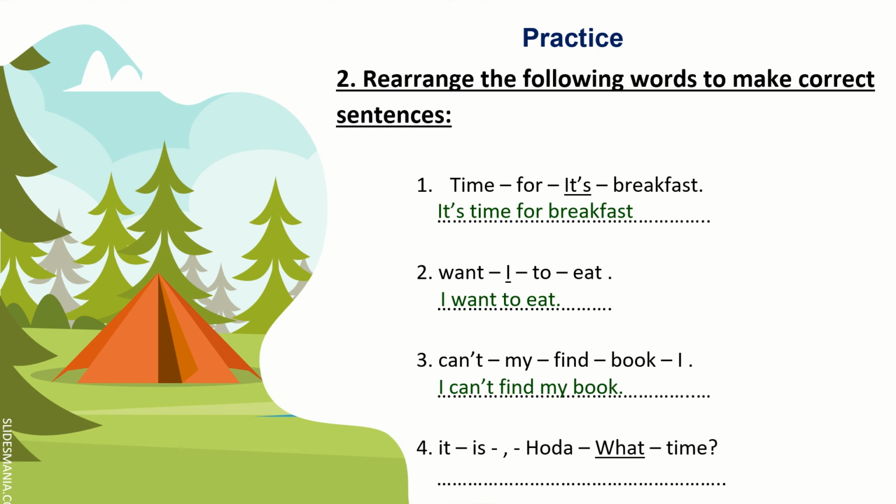Last thing, it is Huda what time? It is, and this is called a comma. This is a comma. Huda what time? We will start with what. I'll give you 3 seconds to rearrange this sentence. What time is it, Huda? What time is it? Then a comma, Huda. We know it from the conversation.